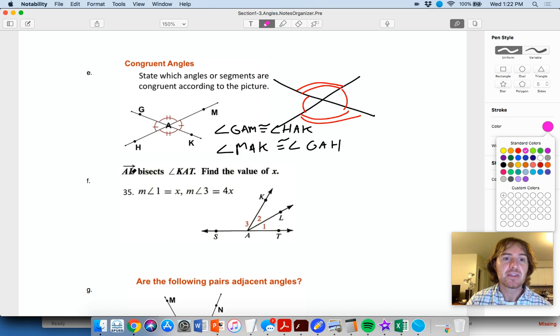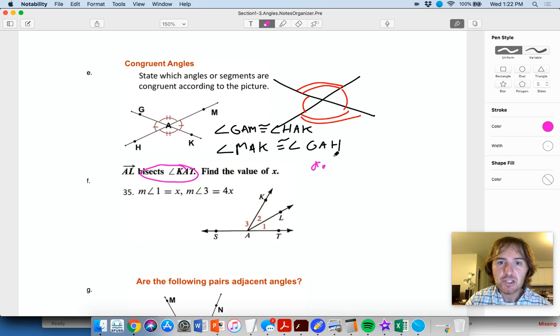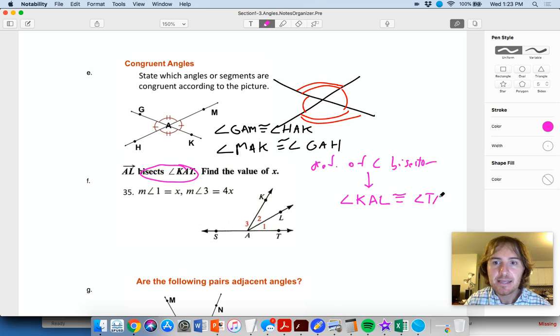Okay, so what we're given is that AL bisects angle KAT. So by the definition of angle bisector, if AL bisects angle KAT, I can make the conclusion that angle KAL, because AL is the bisector, so KAL is the ray it's bisecting, is congruent to angle TAL. AT is one of the rays there, and AL is the other ray.